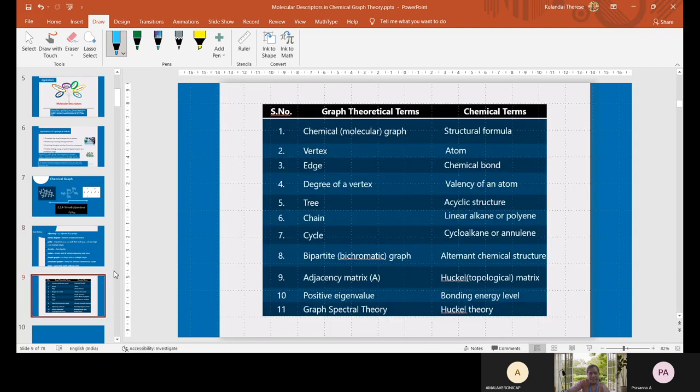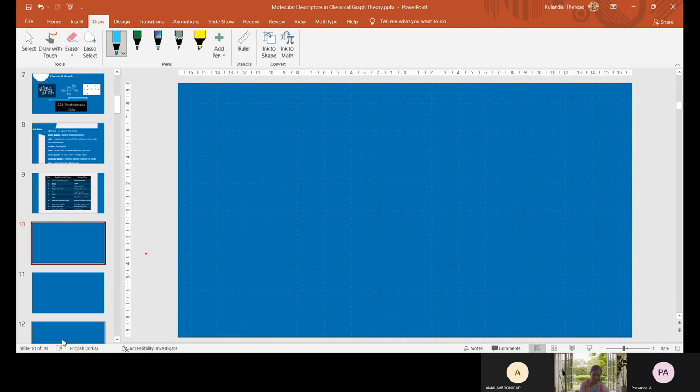First, as I said, chemical graph is nothing but a structure. Here, let me draw the chemical structure. See, these are atoms. These are all atoms. And there is a connection between them. This is like a bond. Or in the graph theoretical term, we'll say that these are edges.